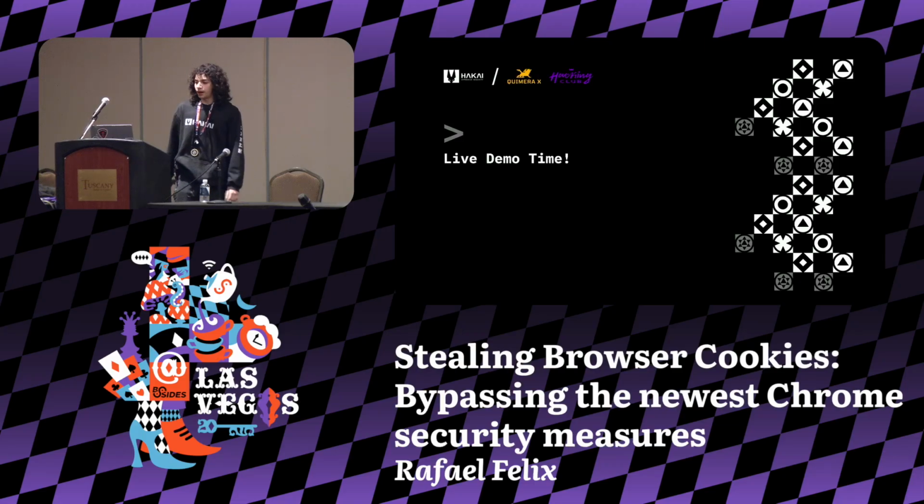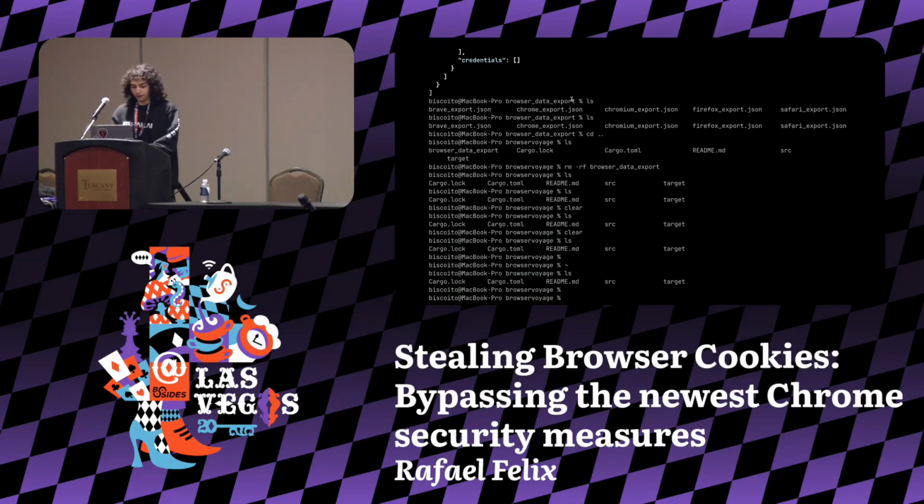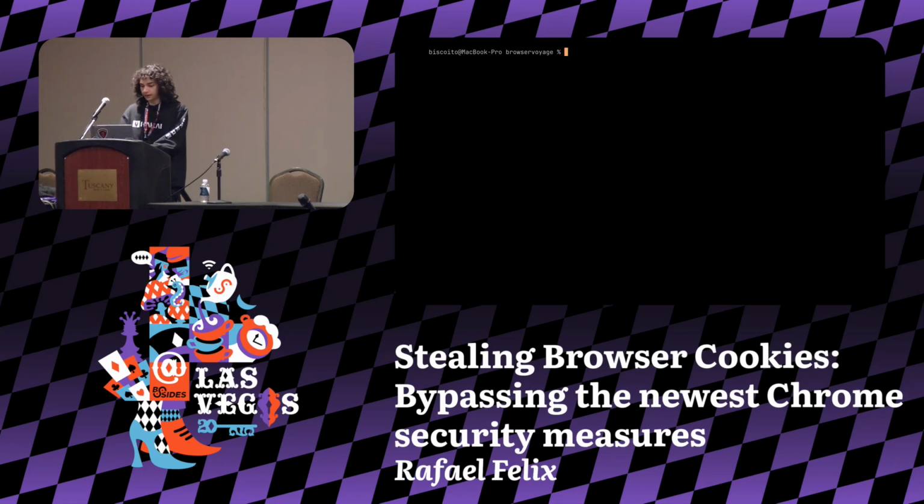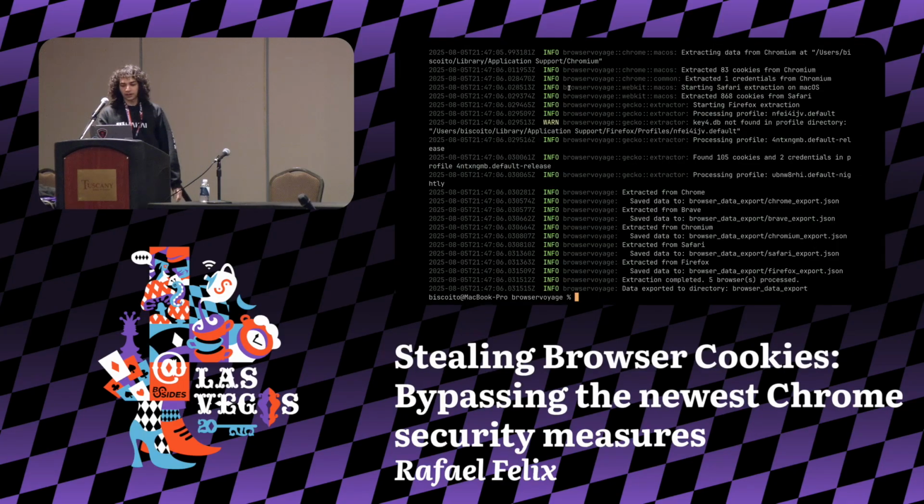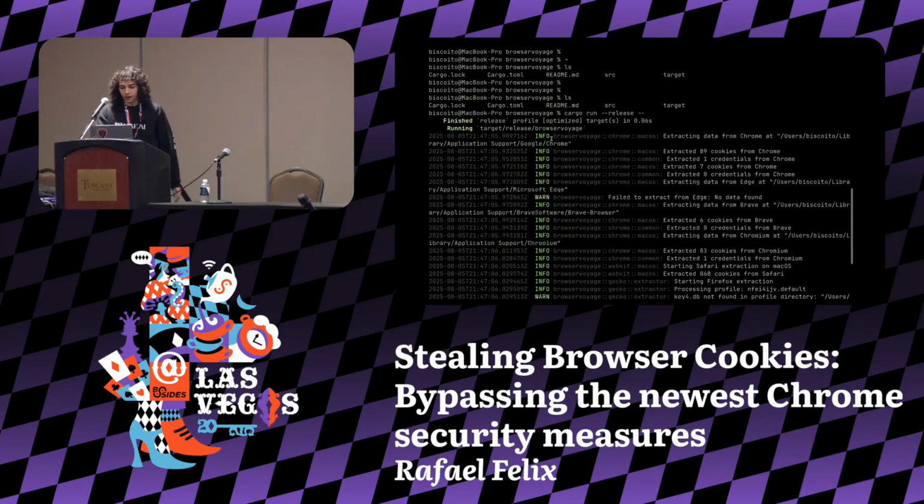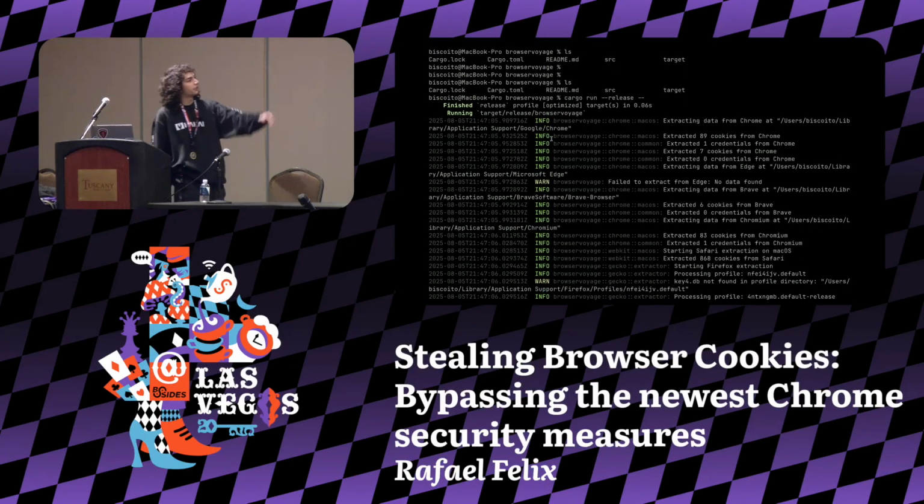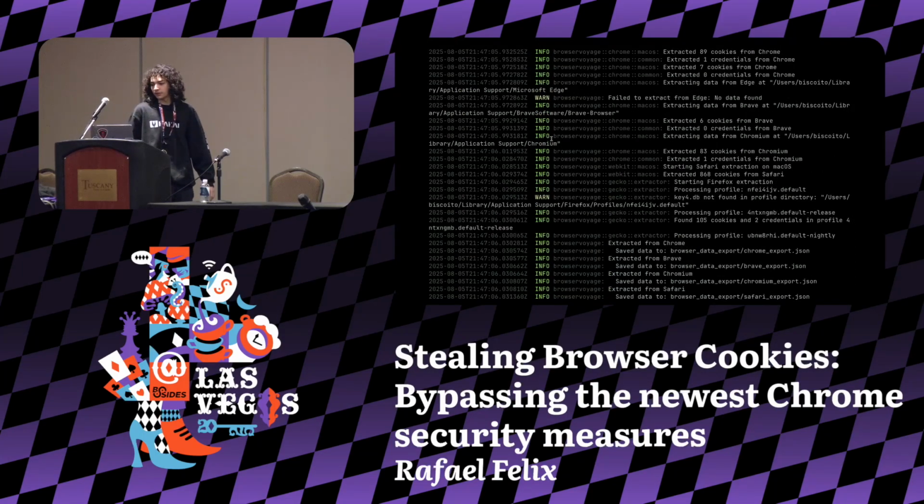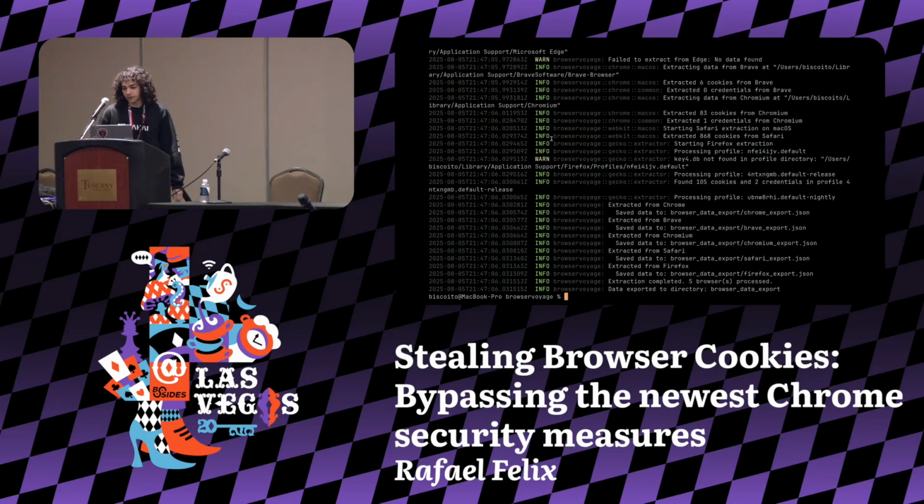So yeah, let's get to some live demo here. I actually have, if you guys can see here, a terminal with Browser Voyage open. To run the project, we can execute cargo run as release, and then it runs. It looks for all browsers inside my machine. So yeah, we extracted data from Chrome. No Microsoft Edge installed here. Extracted some cookies from Brave, some credentials from Safari, some from Firefox, and all of this data is saved to the browser data export folder.